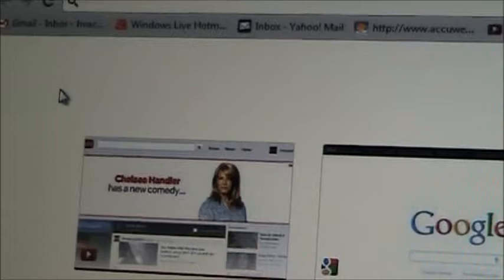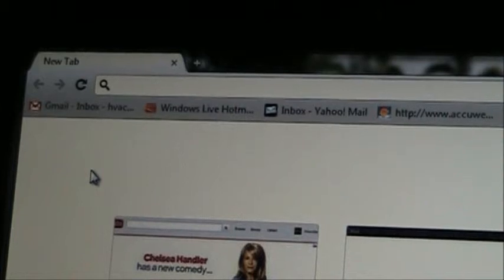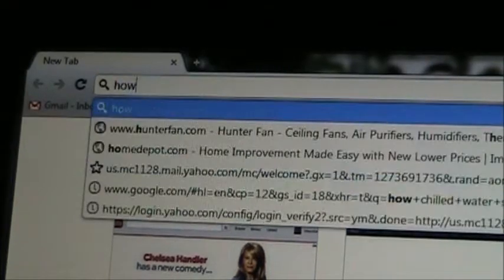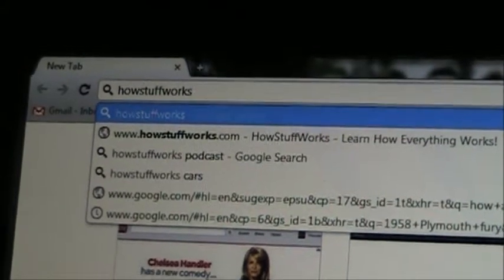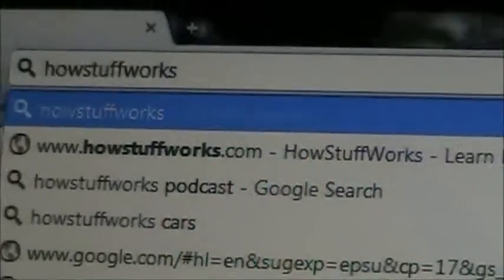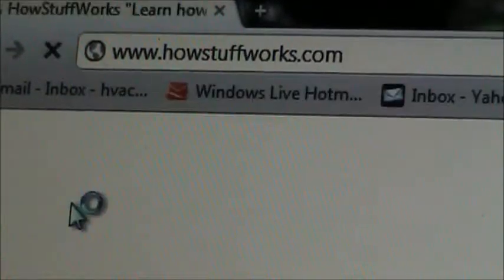Okay, so I got a question from a friend of mine on YouTube asking exactly how does an air conditioning system work, as far as how the freon circulates in the system and whatnot. So we're going to go to one of my favorite websites, and that is howstuffworks.com. Right there it is. I'm going to go to that.